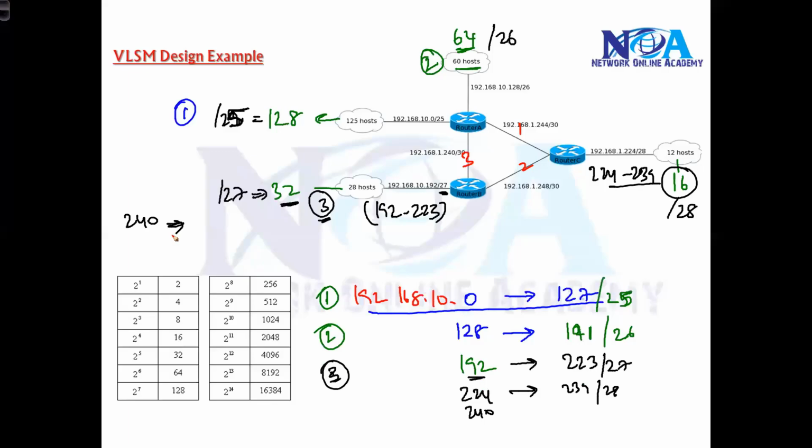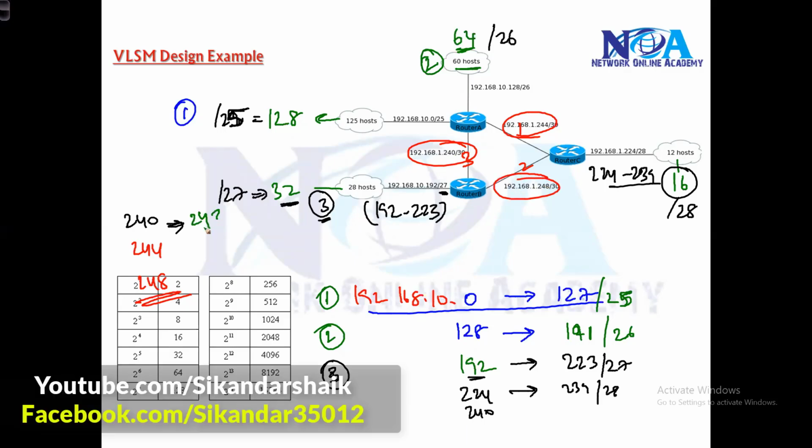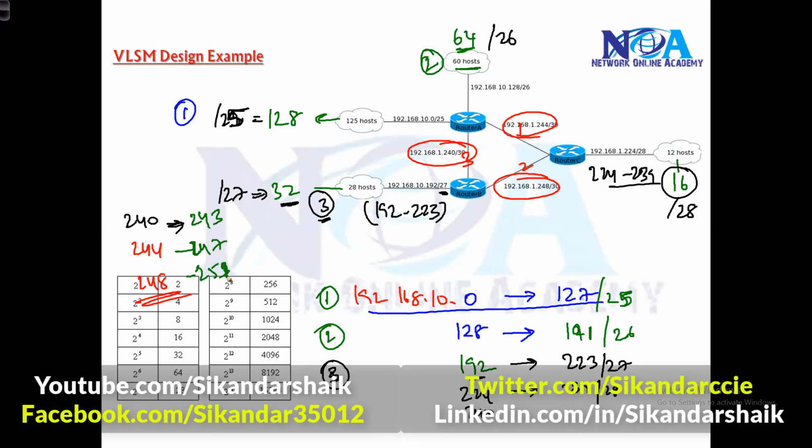So we require 3 WAN interfaces: 240, 244, 248, groups of 4 addresses. 240 is used here, 244 is used here, 248 is used here. Of course, you can see the range here, 247, and this is 251, 255.